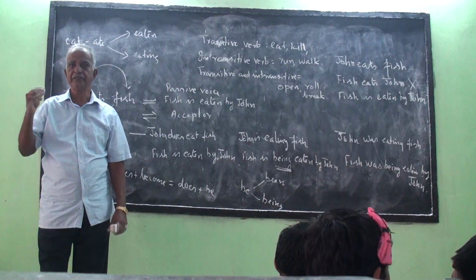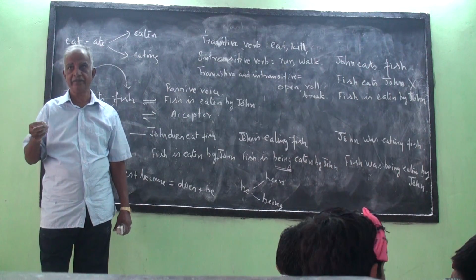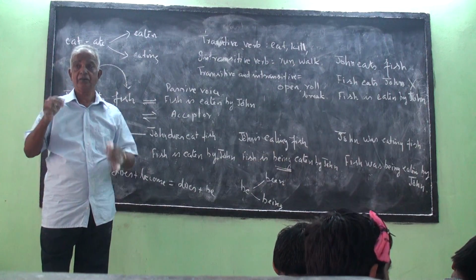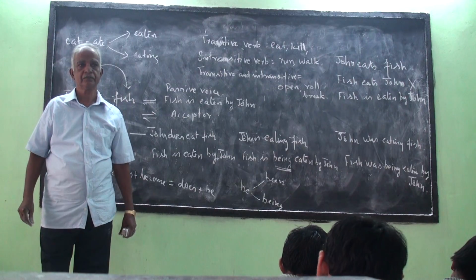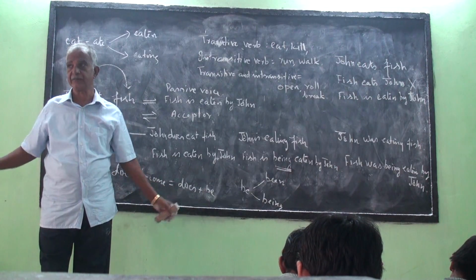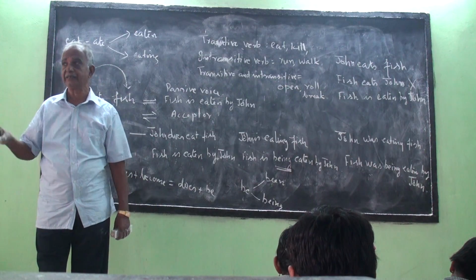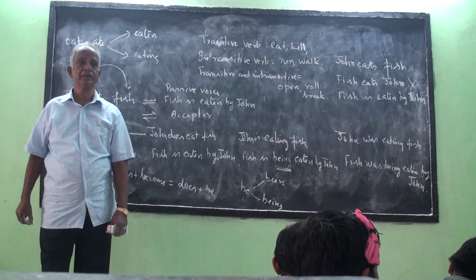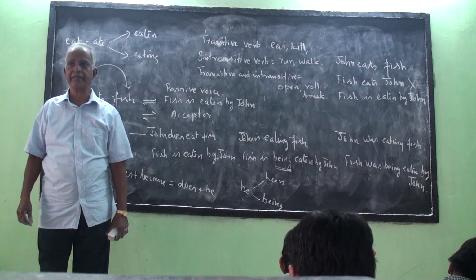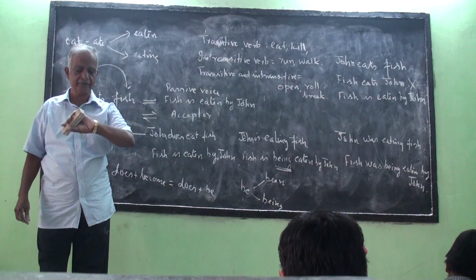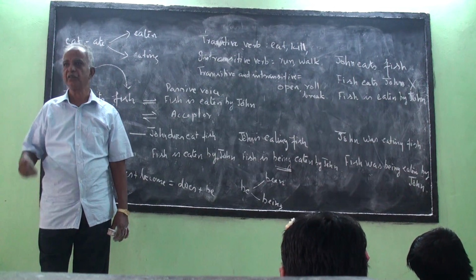So, in this way, you can convert active voice into passive voice logically. For that, you have to split the verbs. You have to dissect the verbs and think why it comes like this. You must think like that. Then you can understand. Can you understand this? Yes or no? Yes. Active voice into passive voice.